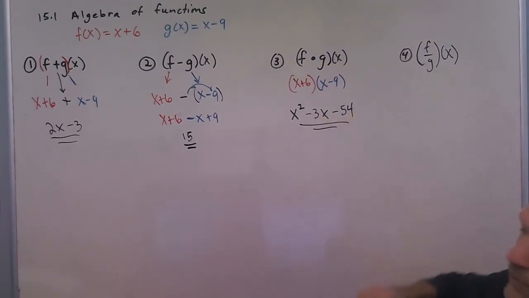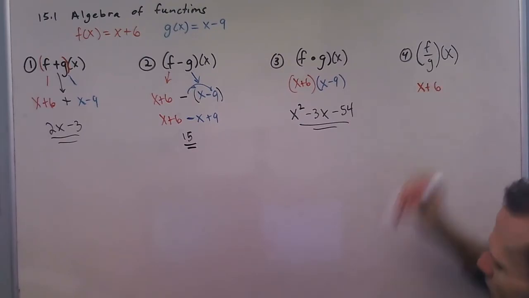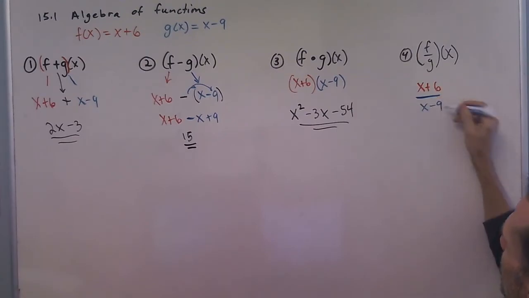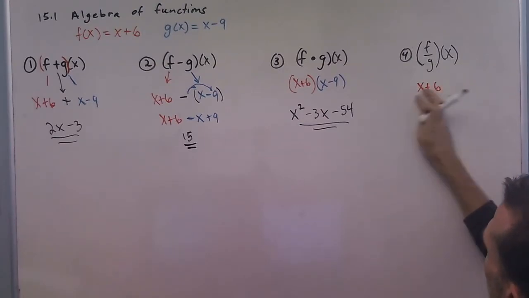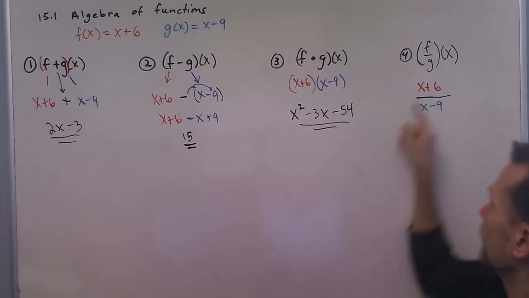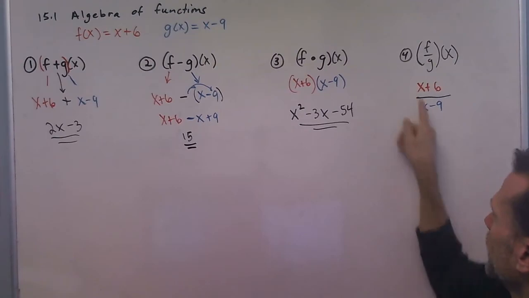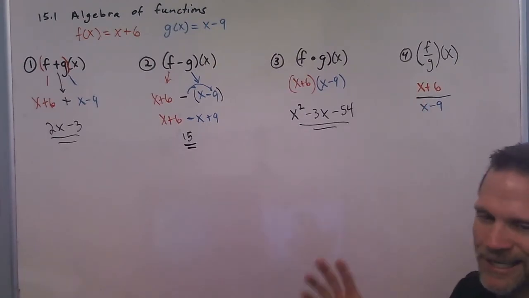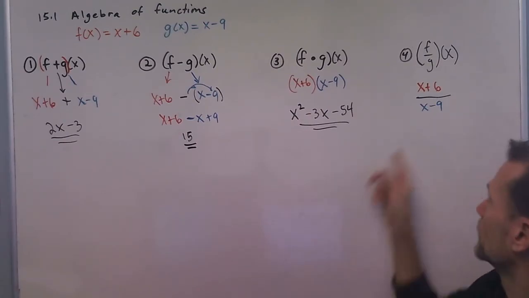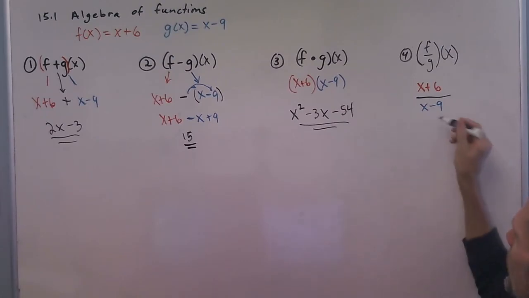Okay. And then this last one, the division, is f over g of x. And so the f function is x plus 6, and the g function is x minus 9. A common mistake of students here is that they end up canceling these x's out, but this is a binomial and a binomial, and we'd have to cancel it out as an entire binomial. So this is actually done. You can't simplify this at all, so that's your answer for the division.